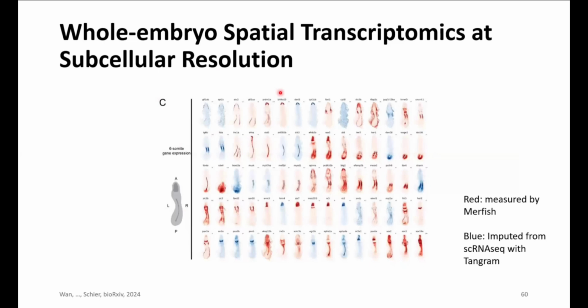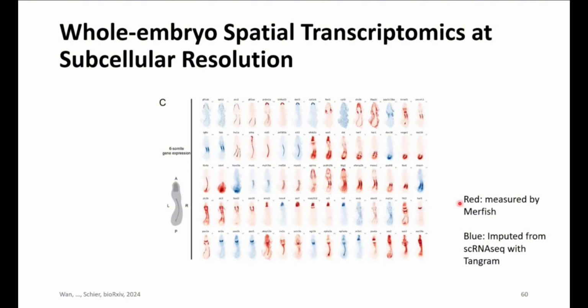One beautiful example here is work by the lab of Alex Schier, which was published on bioRxiv last year. They did whole embryo spatial transcriptomics of the zebrafish. In red are the things that they measured by MERFISH, and in blue are all the genes that they imputed from the single cell RNA sequencing data. Of course, for some of the genes, they tested whether this is working by leaving away some of the MERFISH genes. And if you probe that, it nicely captures the variability of the cells; these methods work pretty well.